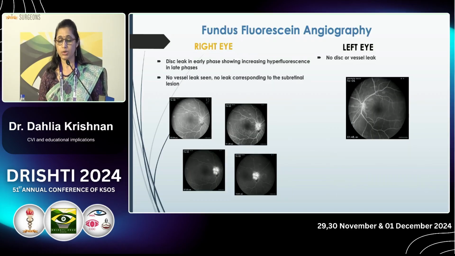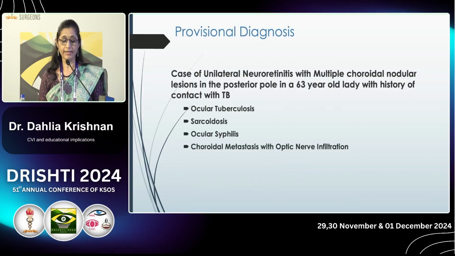Fundus fluorescein angiography was done, which showed disc leak in the early phase with increasing hyperfluorescence in the later phases. There was no vessel leak or no leak corresponding to subretinal lesions. Left eye was normal. So here we had a case of unilateral neuroretinitis with multiple choroidal nodular lesions in the posterior pole in a 63-year-old lady with a history of contact with tuberculosis.